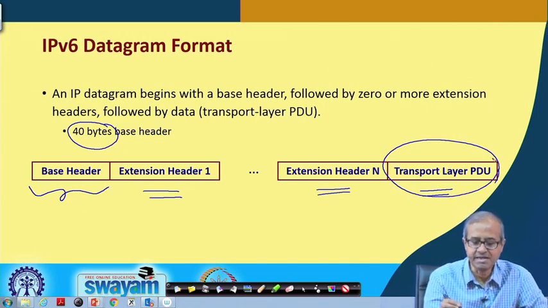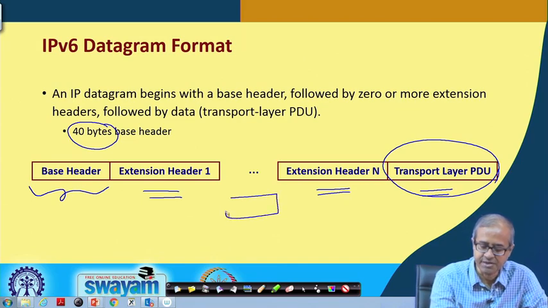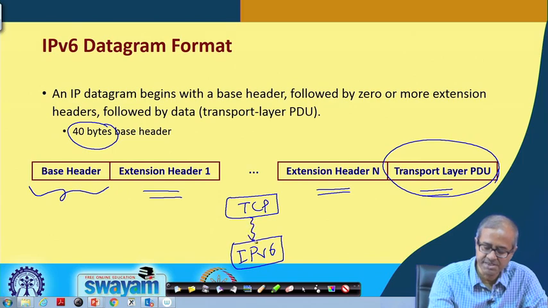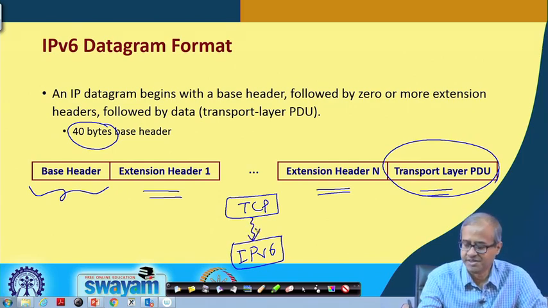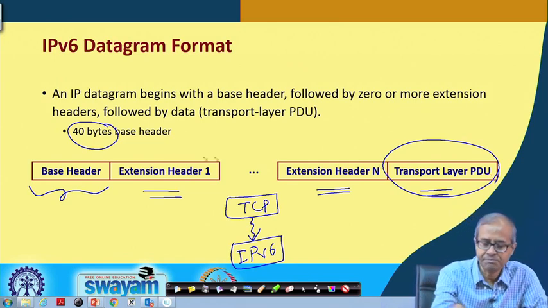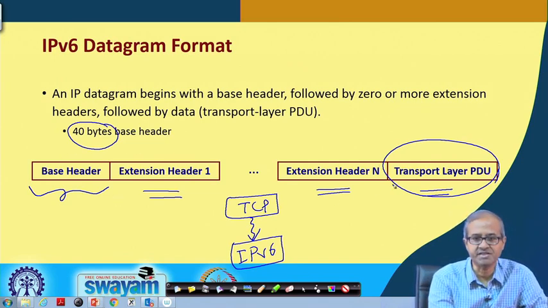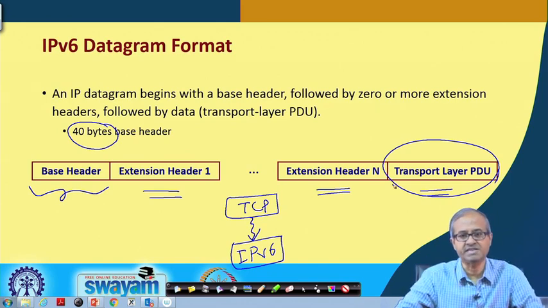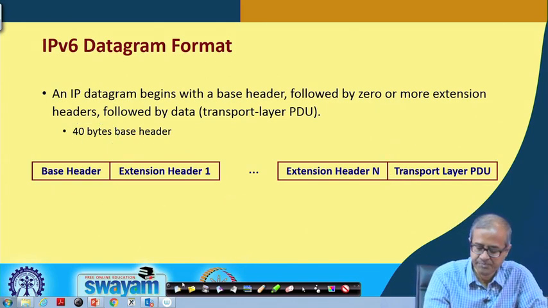Because typically let us say TCP is running on top and below you have this IP version 6 running, IPv6. So, TCP will be sending you some message for transmission. So, that PDU, protocol data unit, transport layer protocol data unit, that is the message, will be appended with the IP headers whatever they are, and they will be sent as IP packet. Okay.